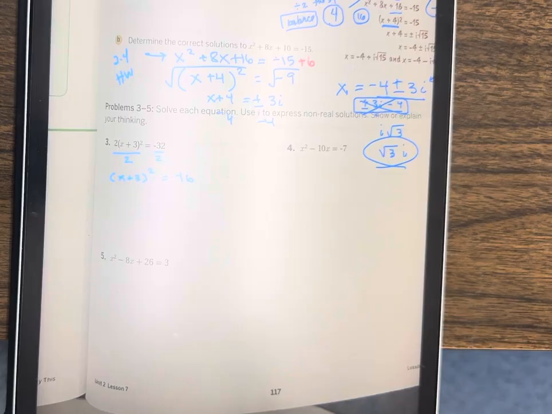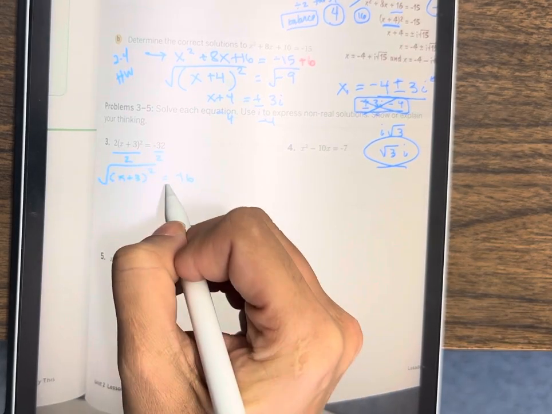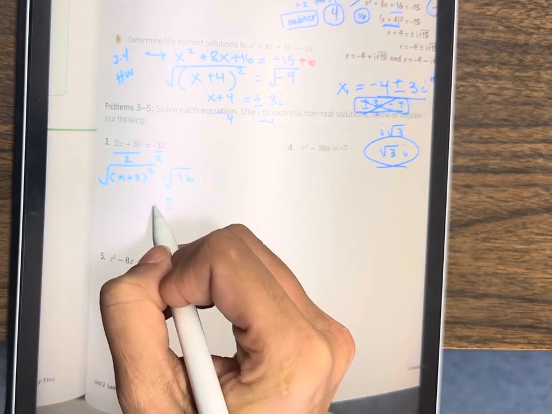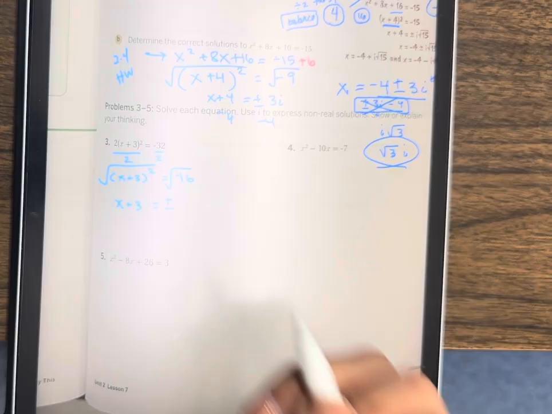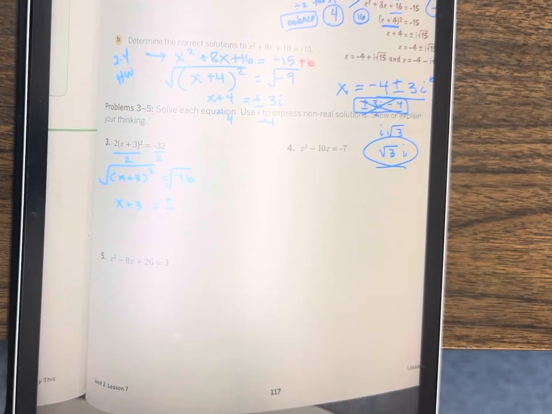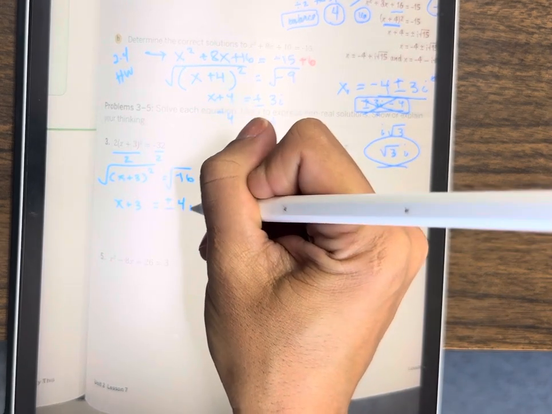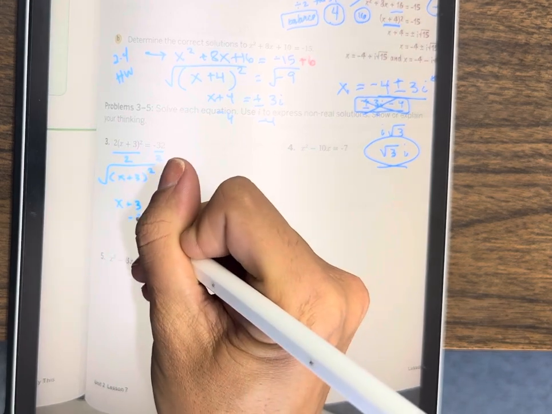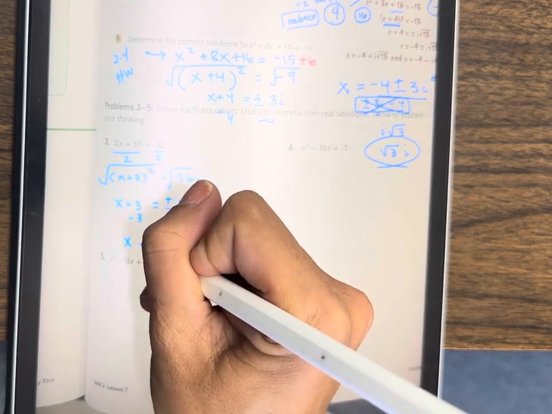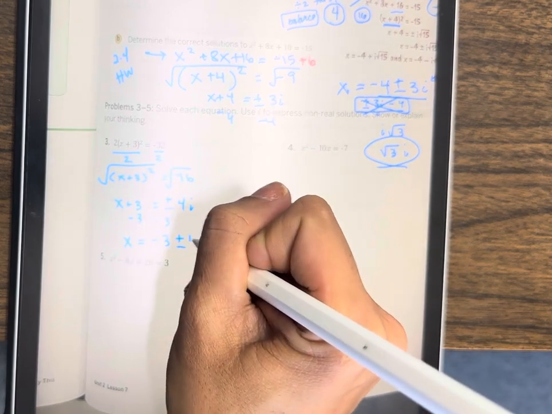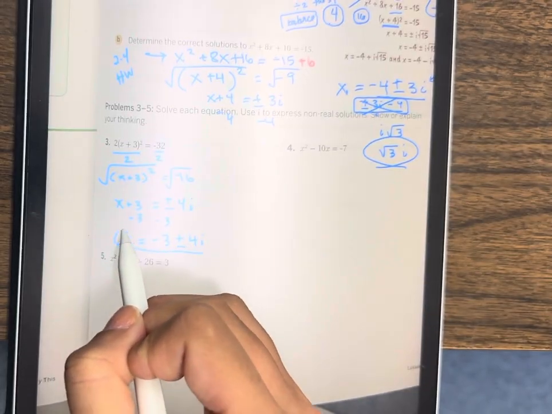Okay, then we square root both sides. We get our plus or minus. We get x plus 3, and then plus or minus the square root of 16. That's 4i. Now we just subtract the 3 from both sides. x equals negative 3 plus or minus 4i. That's perfect.